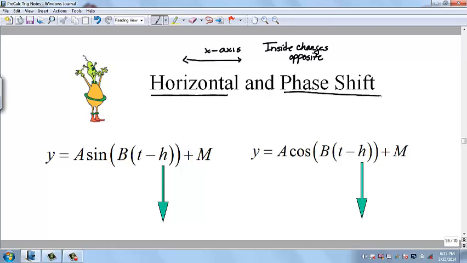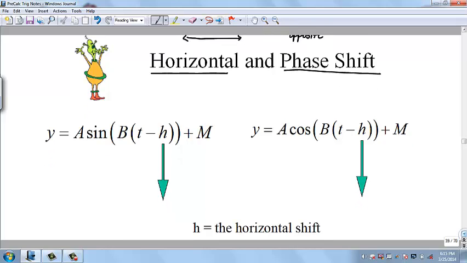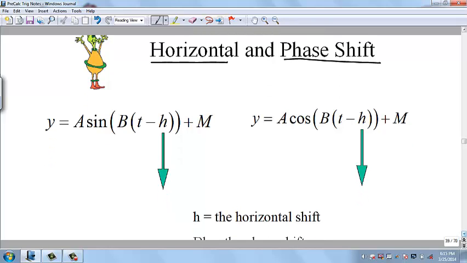Phase shift is a little bit different, so I'm going to show you the difference. But first of all, let's look at this basic form. Now, if you see it set up like this, and I picked a sine and a cosine graph, A stands for amplitude, so this is our amplitude. The B is our frequency. Okay, M is your midline. Okay, so there's your midline.